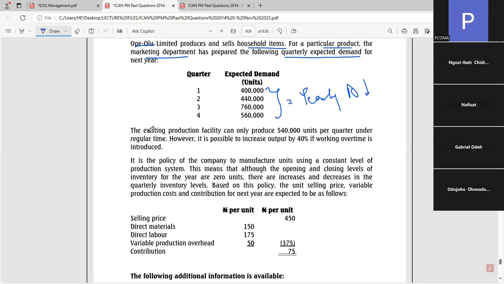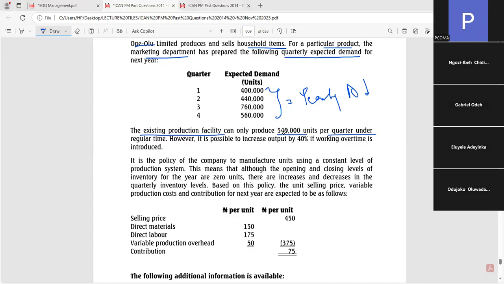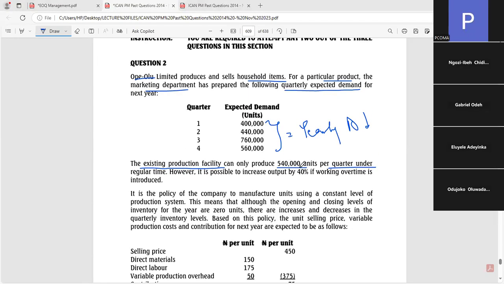Now pay attention. Question is getting tricky from here. The existing production capacity can only produce 540 units per quarter. So what it means is that our factory can only make 540,000 units for every quarter. Now calm down, let's analyze this. It means that in the first quarter, we can only produce 540.